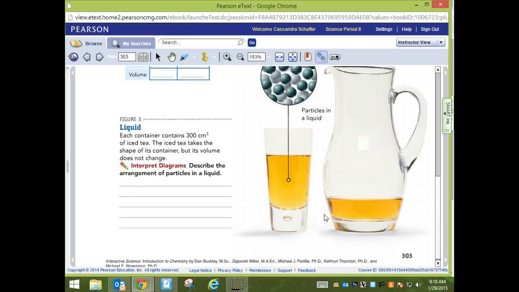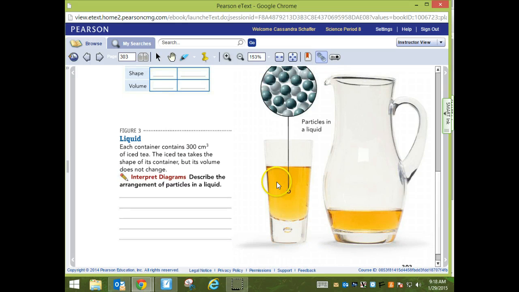Let's stop and talk about this here. Each container contains 300 milliliters of iced tea. The iced tea looks like it has a different shape, and that is because our containers are different. But the actual size of the liquid is the same. It just looks like there might be more liquid in this one because it's taller, but notice it's thinner, whereas this one is wider but shorter. So while the shape changes, the amount of liquid is still the same. It didn't change when I poured it from the glass into here or from here into the glass.